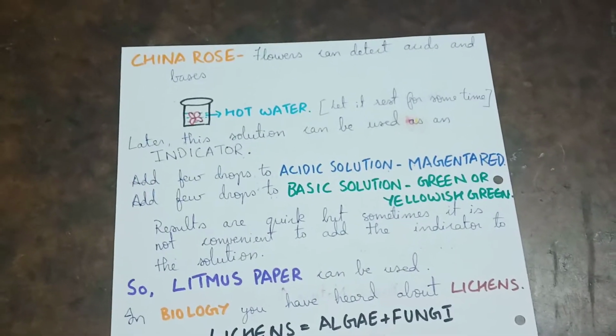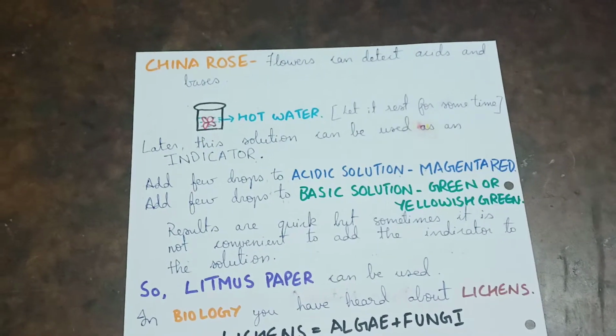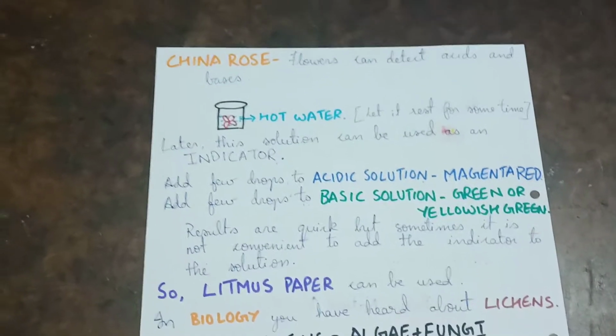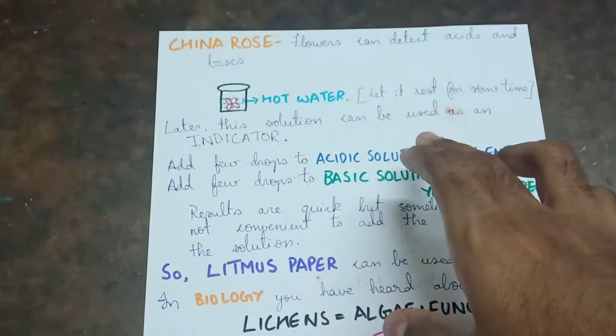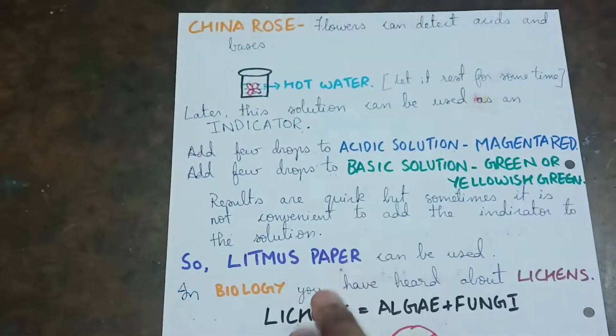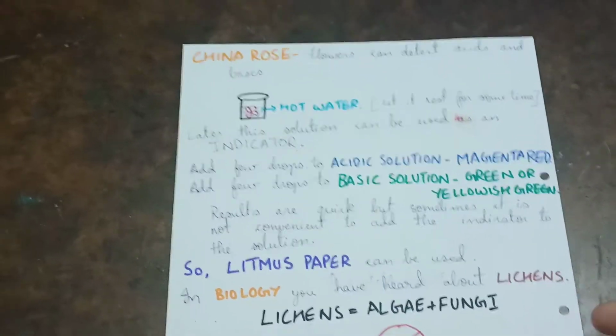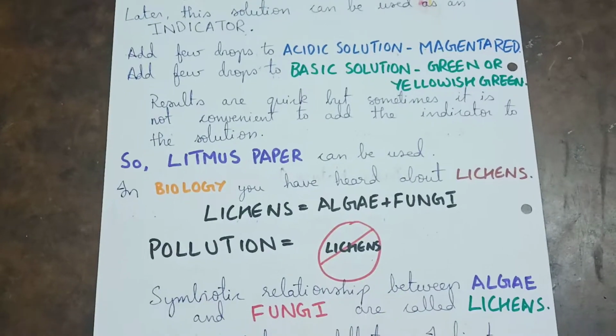The results are quick, but sometimes it is not convenient to add the indicator to the solution. That is when we use litmus paper. If China rose is not convenient, you can also use litmus paper. So what is this litmus paper? Let us see.